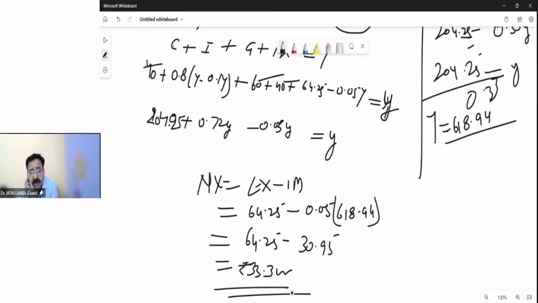Where 619 is 204.25 divided by 0.33. 618.94 is coming, beta, you do it again. Akshay, solve it again, beta. It is 618.94. Because I have rounded off here, 204, okay? This is the value, 204.25. You do it again, right?